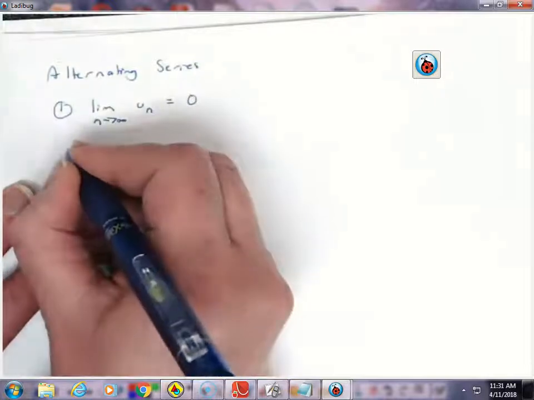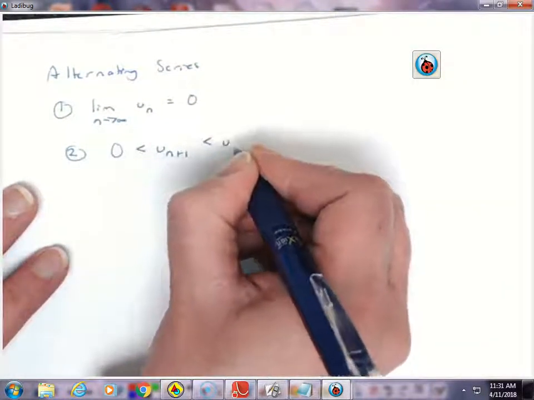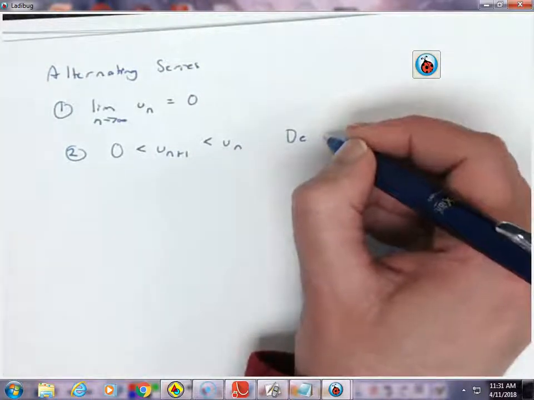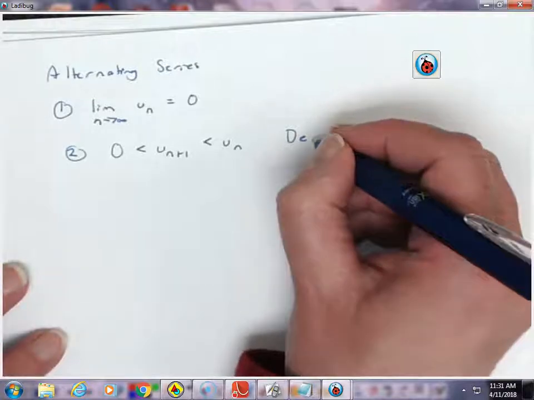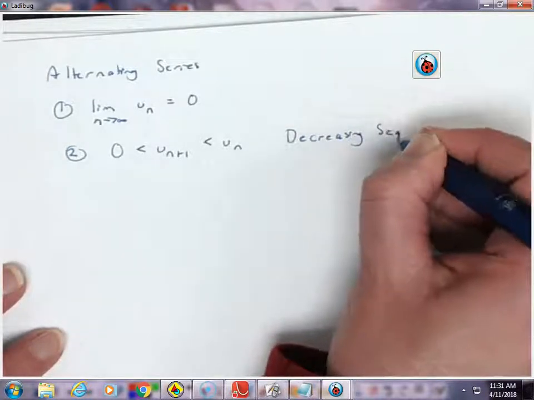Okay, and in fact, if you have an alternating series, then this is the only test I would do if they're not asking me if it's absolute convergence or conditional convergence. So they're trying to make sure that you have a decreasing sequence.